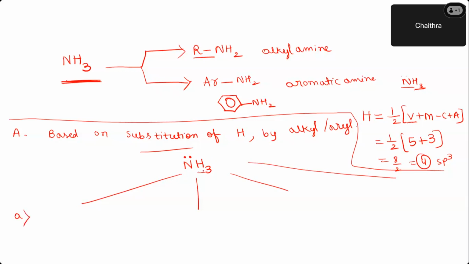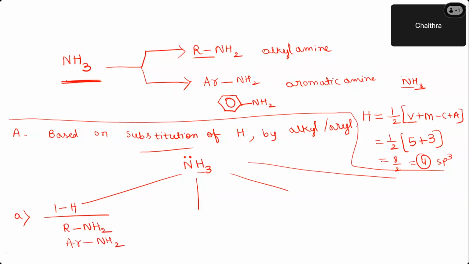I will replace one hydrogen by an R group. Here NH3 is there, no? Remove one hydrogen, attach an R group. Now I am replacing one hydrogen. So what do I get? RNH2. Here the R group is an alkyl group. If I write Ar group, it is an aryl group. If you replace one hydrogen and attach Ar, it becomes an aryl amine.